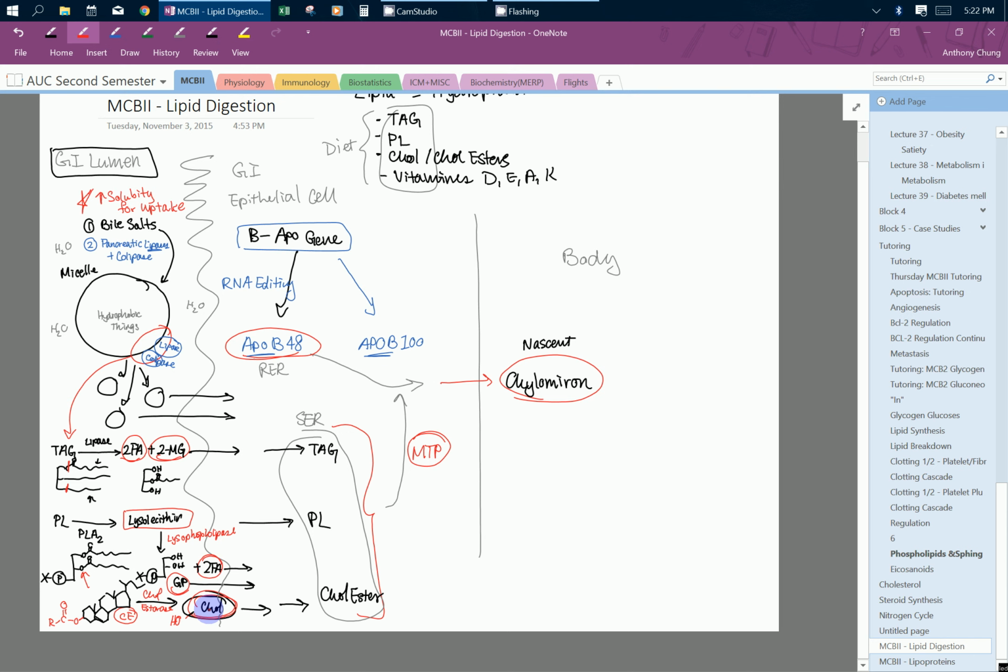And then the chylomicron will leave the epithelial cell and drop off the triglycerides. And then the rest of it will go back to the liver. So this is a very general, broad picture of what happens with lipid digestion. Are there any questions?